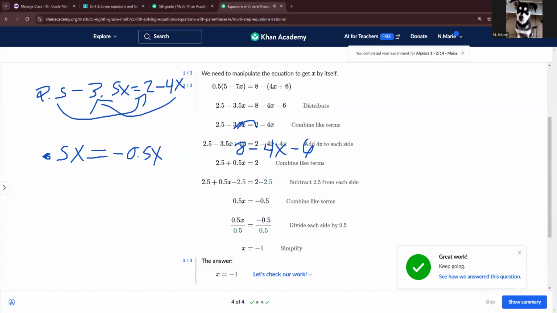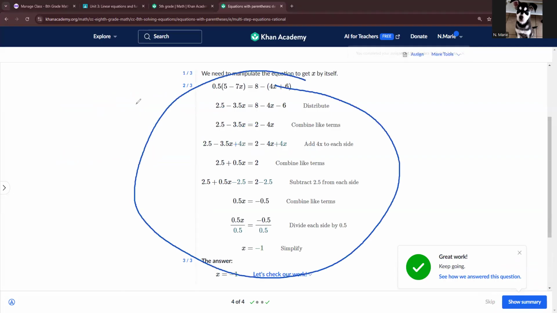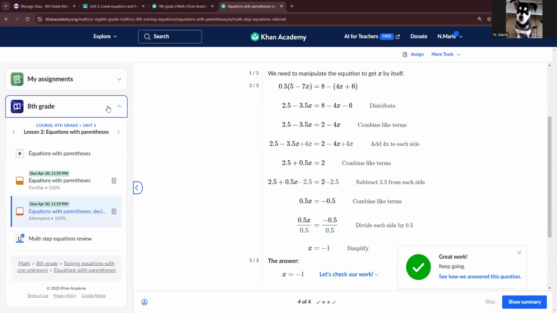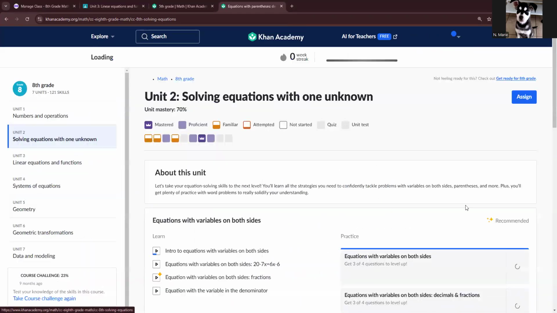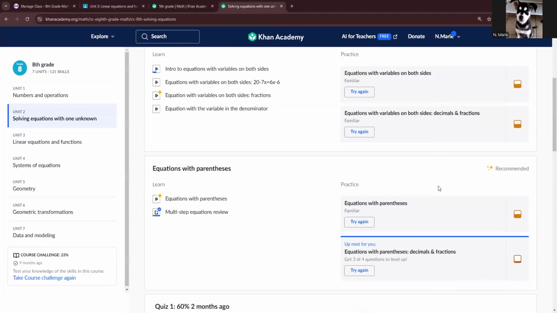Feel free to practice these. When you get it wrong, see how Khan Academy did it. That way you can learn. The more you solve equations, the better you will get. Solve as many as possible. Let me know if you have questions. Good luck.